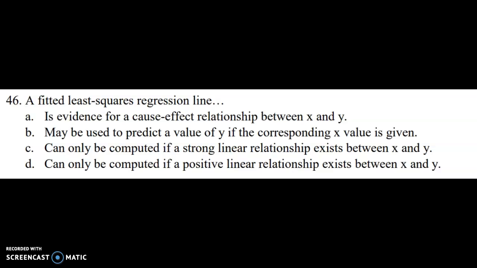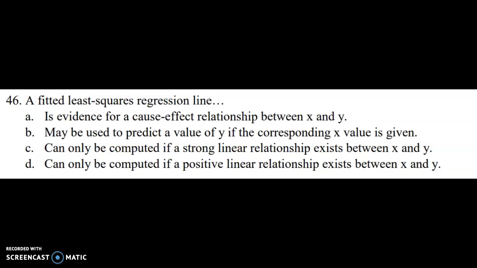Question 46. A fitted least squares regression line does what? A: Is evidence for a cause-effect relationship between x and y. Remember, a correlation does not mean causation. Just because one happened and then something else happened, it does not mean that one caused the other one to happen. That's one of the major fallacies in statistics, saying, okay, these two things are correlated, so that means that this one causes the other one to happen. That's not the case sometimes.